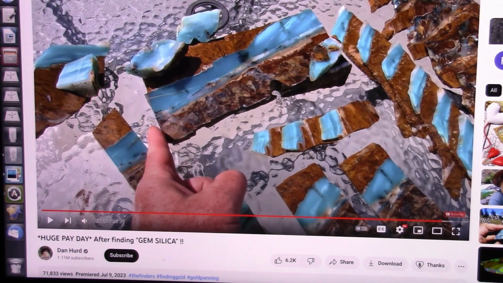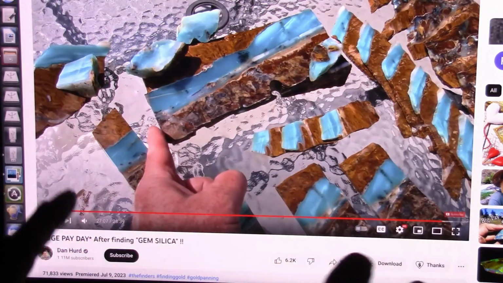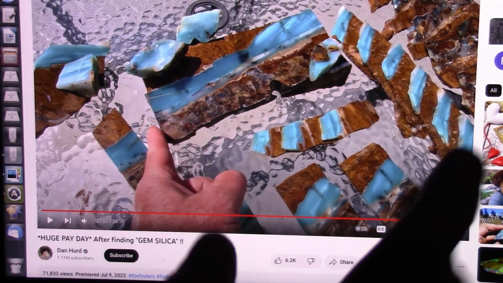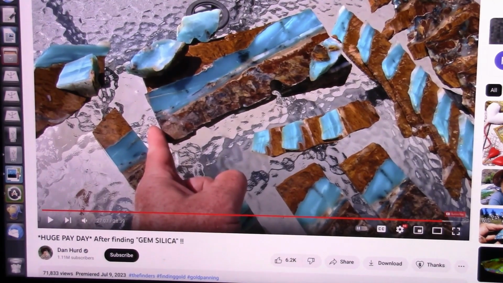Now, can I explain and show and detail exactly what I'm saying? Yes, I can. Now, this is from Dan Hurd, and he put it up just a day or so ago: huge payday after finding gem silica, and he's showing all this. I relate this to biology because this is where it came from, and I will explain exactly. Then I'm going to show you where the gold comes from as well, because that's what really turns people on.